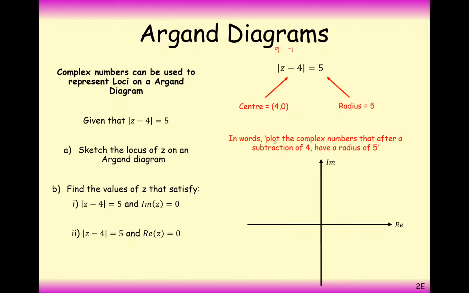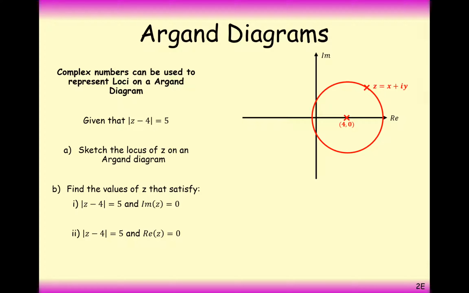So in other words, we could think of this as plotting the complex numbers that, after there has been a subtraction of 4, have a radius 5. And the centre of this circle is going to be at (4, 0). Think of this as like a graph transformation. It's going to move right by 4. A good question would be, how does it move up and down? Well, if this was an i here, then it would move up by 4, because the vertical axis is the imaginary dimension, and this one here is the real dimension. 4 is a real number. So this is what the diagram looks like.